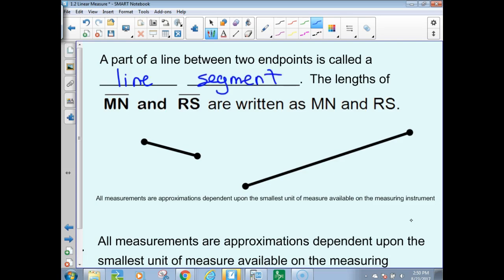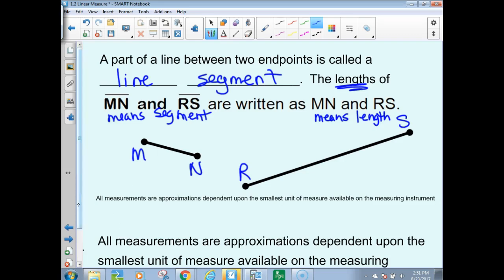Line segment. The lengths of a segment, this is read segment MN. I'm just going to label this one MN. And RS, segment RS, you can write the letters above or below, it doesn't matter. Their lengths are written MN, RS. You don't put the bar above it. The bar means segment. And when you see two letters without the bar above it, that means length. So if you're saying, what is MN? Then you would be wanting to know what the length is. Okay?